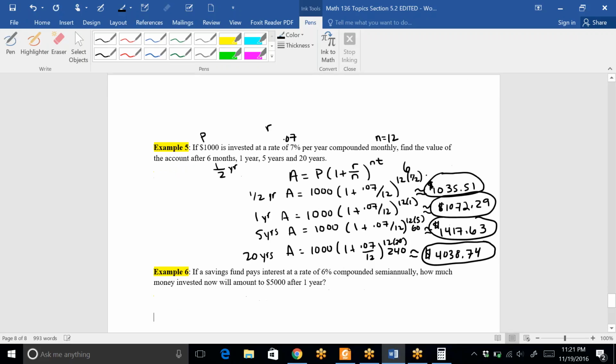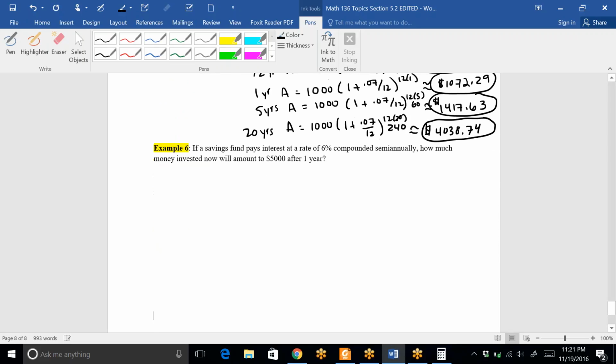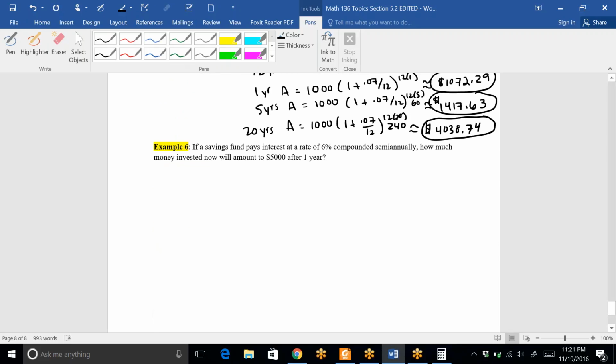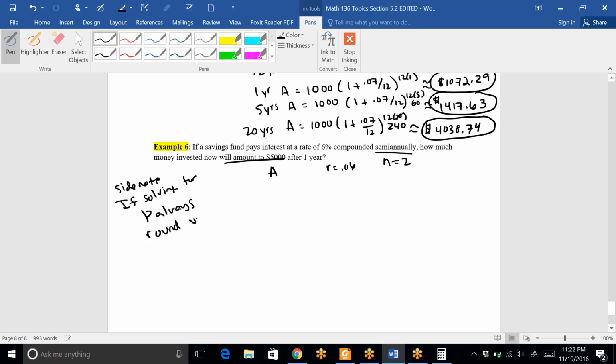The last one on this page or this section is if a savings fund pays an interest rate of 6% compounded semi-annually, which means n equals 2, r is 0.06, how much money should you invest now so that you will amount to $5,000? That means we want $5,000. Side note, if solving for P, always round up. That is because you don't want to short your goal.